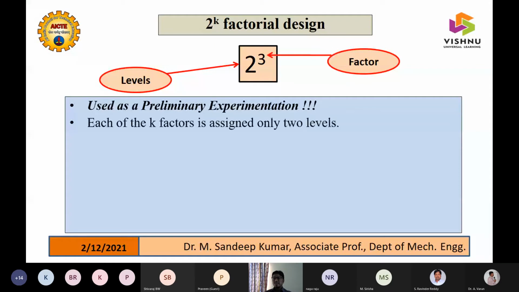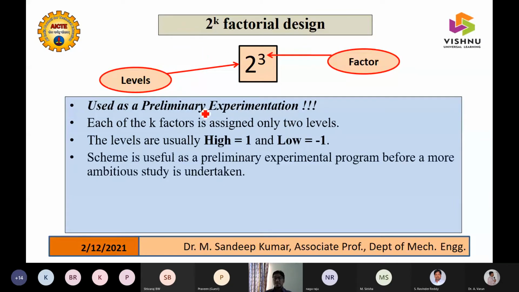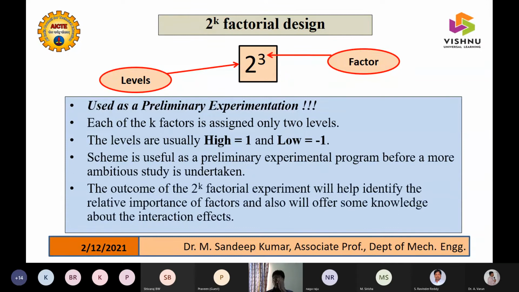It is used as a preliminary experimentation. Each of the k factors is assigned only 2 levels. You can't go more than 2 levels because it is already being fixed. The levels are usually high and low. As we were looking into machining also, the levels are usually high and low. So the scheme is useful as a preliminary experimentation program before an ambitious study is undertaken.